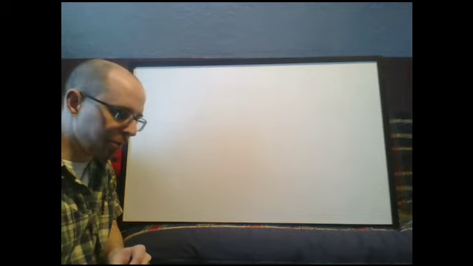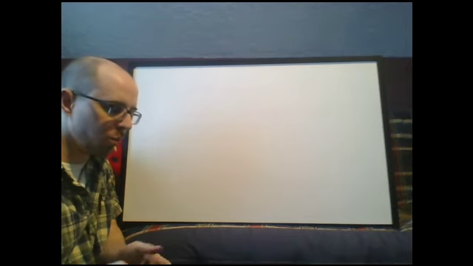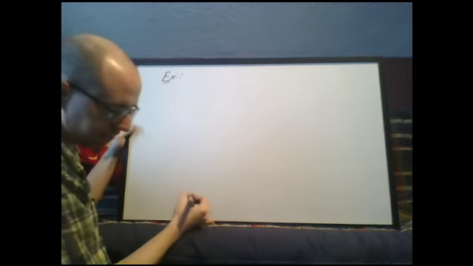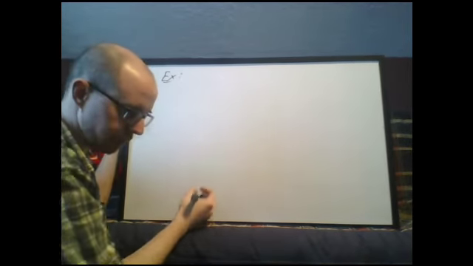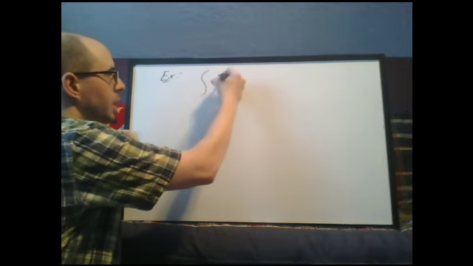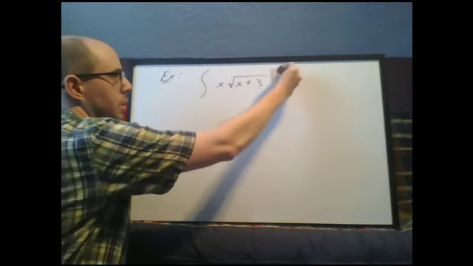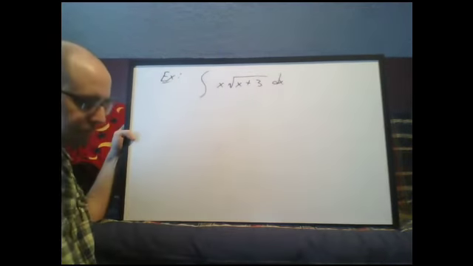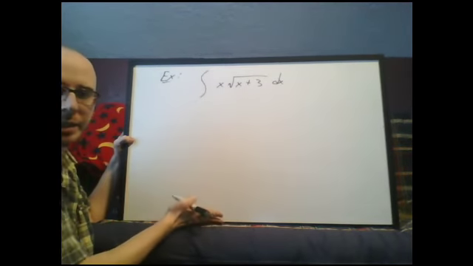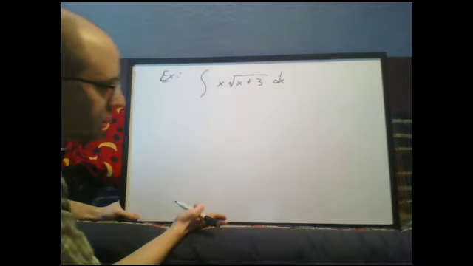But I want to make the point that sometimes we can make a substitution, but it's not as straightforward as the previous examples. So let me just show you a relatively simple one, but still a relevant one. Suppose I wanted to integrate x times the square root of x plus 3 dx. We'll just keep it indefinite. I don't want numbers to obscure the point here.